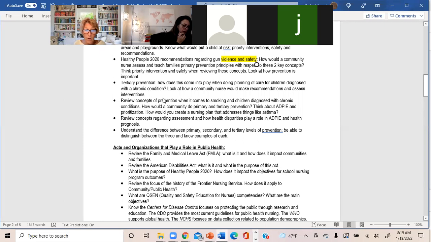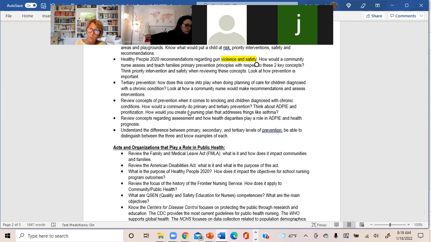Review concepts of prevention when it comes to smoking. Smoking in children diagnosed with chronic conditions. So we're talking probably asthma. What do we do with a family where the adults smoke in the house? Education, right? Offer resources, smoking.